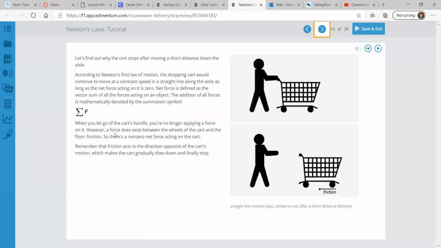If you let go of the cart's handle, you're no longer applying a force on it. However, a force does exist between the wheels and the floor, and that force is the friction force. So there is a non-zero net force acting on the cart. Remember that friction acts in the direction opposite of the cart's motion. That makes the cart gradually slow down and then stop. So here you're pushing it forward, you let go, but then friction is the only force acting on it, and that leads it to stop.